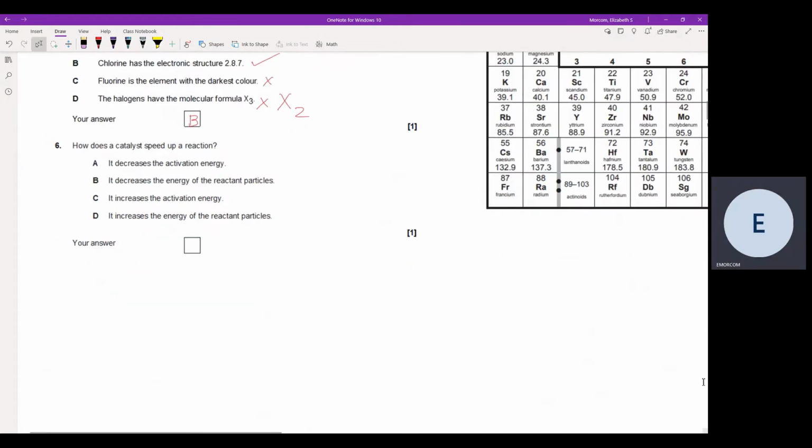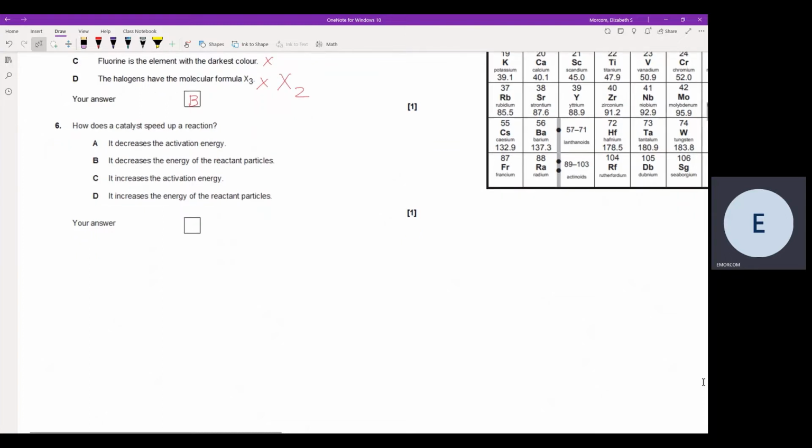How does a catalyst speed up a reaction? It decreases the activation energy. Yes, it provides an alternative reaction pathway with a lower activation energy. It doesn't change the energy of the reactant particles, definitely not. It doesn't make the activation energy higher, because if it did, then the reaction would be even slower. And it doesn't change the actual energy of the reactant particles.